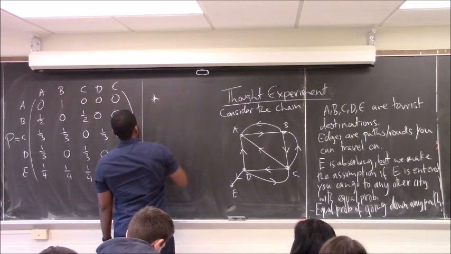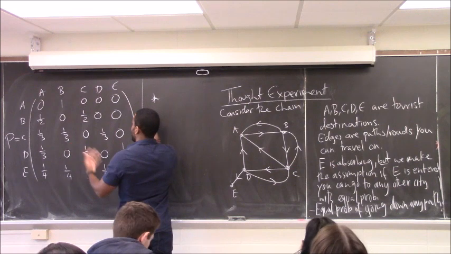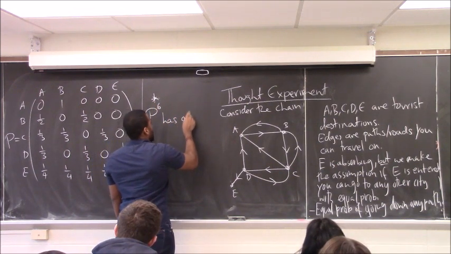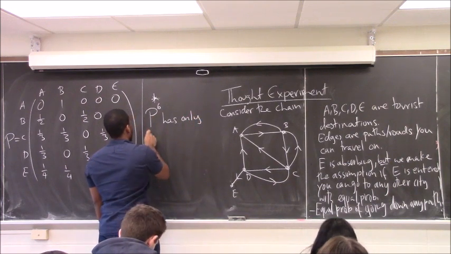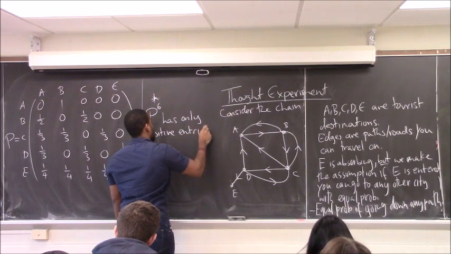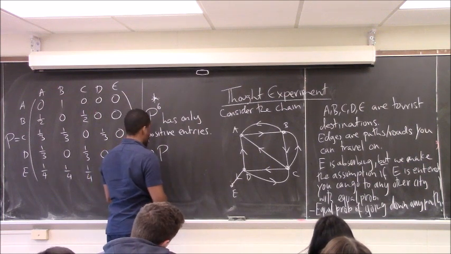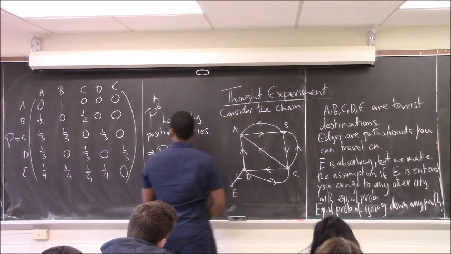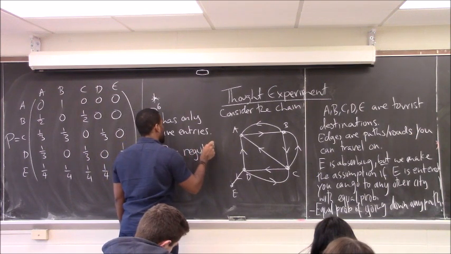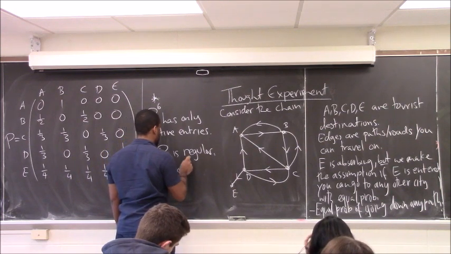Here's something that you wouldn't notice, but I noticed because I plugged it into Wolfram Alpha. P to the 6 has only positive entries. What does that mean for P, or the Markov chain? There's a steady state matrix. Right, it's regular, which means a stationary matrix exists for this random diagram that I just drew.